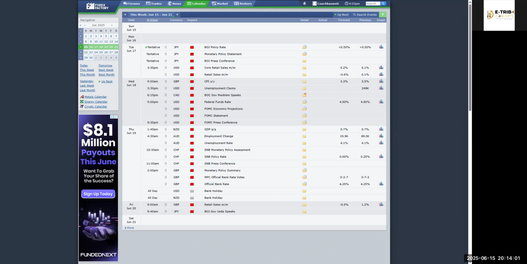Then we'll be wrapping up our week with the retail sales for the pound, as well as a speech from the Bank of Japan during the London session. That's how our week looks from our economic calendar. I'm going to post this on Discord, and Aris will also post it in the other groups, so that guys get updated on what's going on.